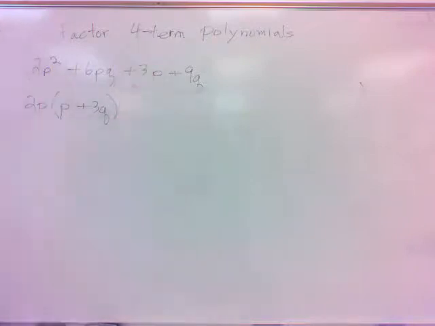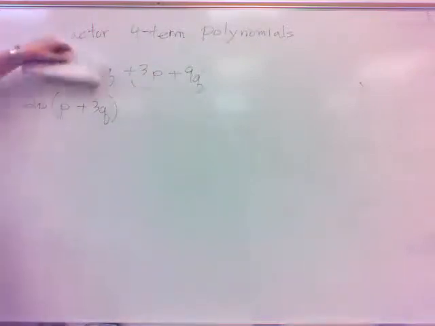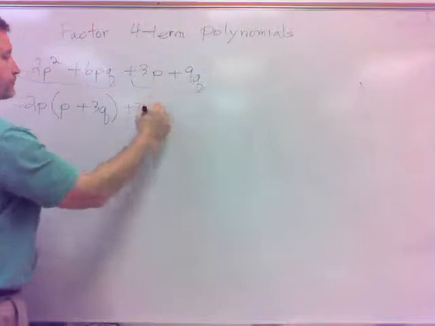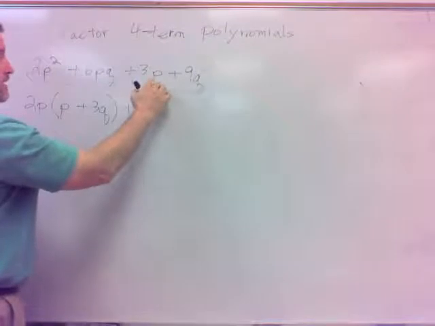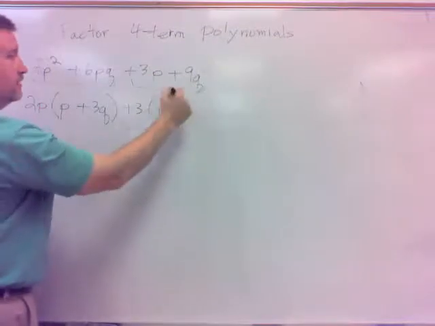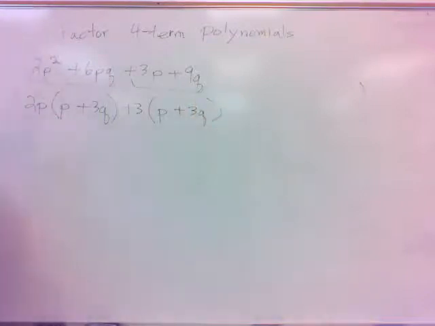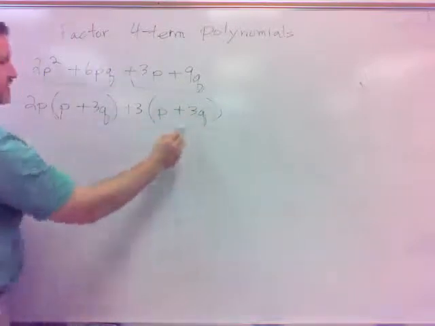Hopefully a similar thing happens over there for the last 2. Yeah, the last 2 have something in common, don't they? 3, positive 3. And so if I take off a positive 3 there, that leaves me p and 3q. Does it not? And so yeah, this works out because these 2 things are exact matches.